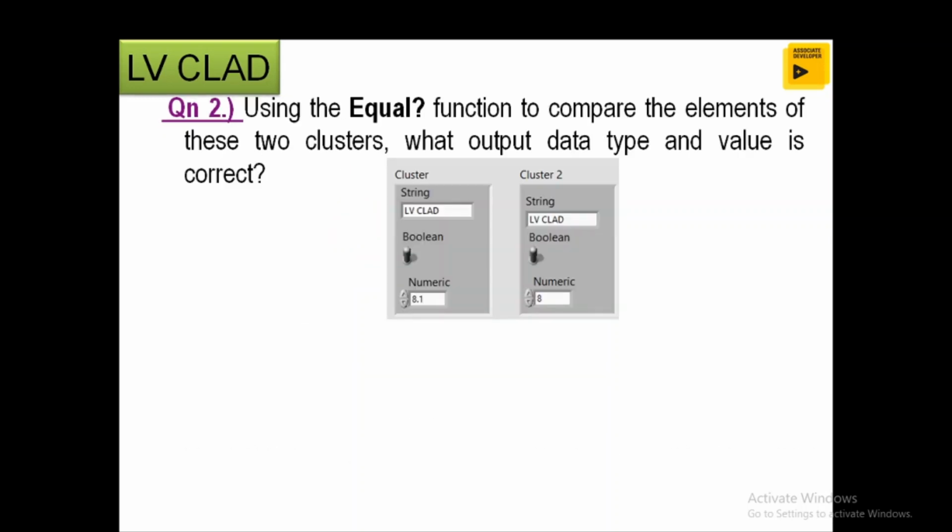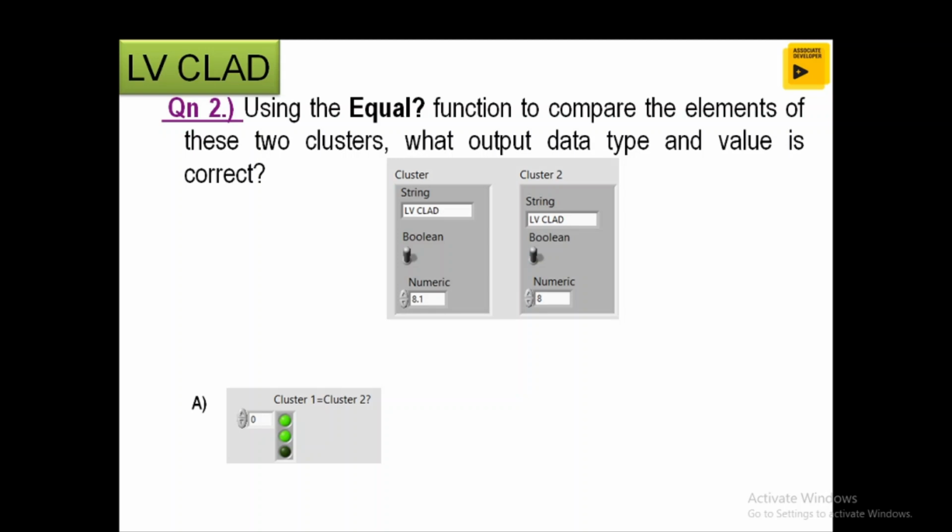Second question: using the equal function to compare the elements of these two clusters, what output data type and value is correct? We're going to compare two clusters, cluster and cluster 2. Three different controls are present, all of the same data type in both clusters. When you do this equal comparison, what will happen? The string is equal, the Boolean is equal, and the numeric has some change: one is 8.1, another one is 8. So while comparing with equal, what will the option be?